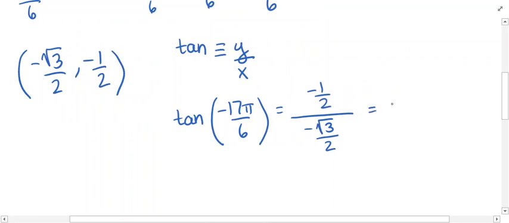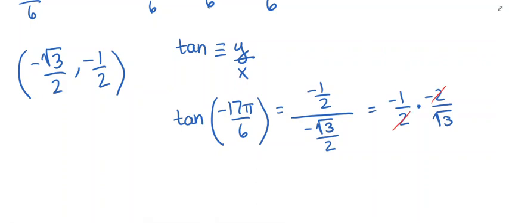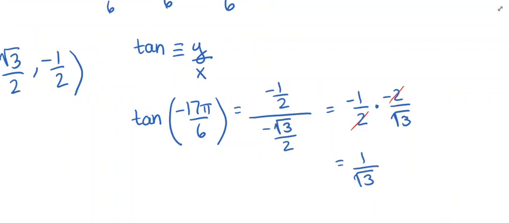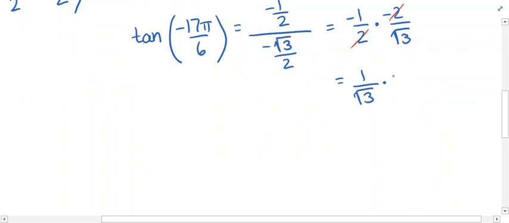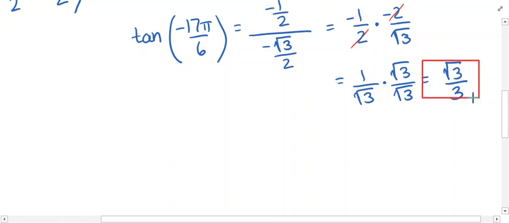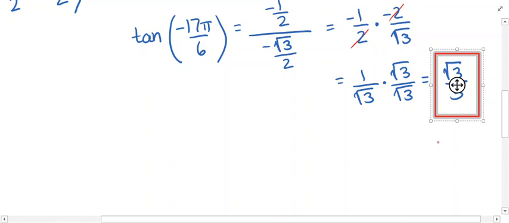So this is going to be, leave the top fraction alone, change the division to multiplication, flip the bottom fraction. You have a 2 in the top, it cancels with the 2 in the bottom. The negative times the negative will turn positive, so we're going to end up with positive 1 over the square root of 3. We need to rationalize the denominator. So multiply top and bottom by the square root of 3. So we're going to get square root of 3 over 3. That is the answer for the tangent of negative 17 pi over 6.